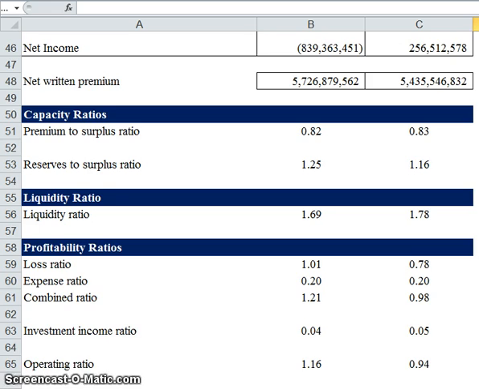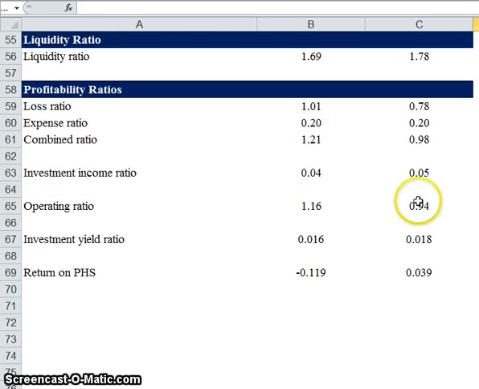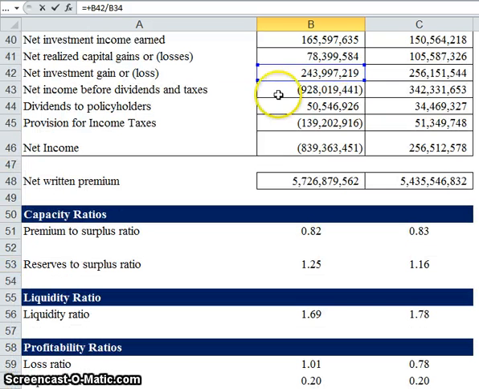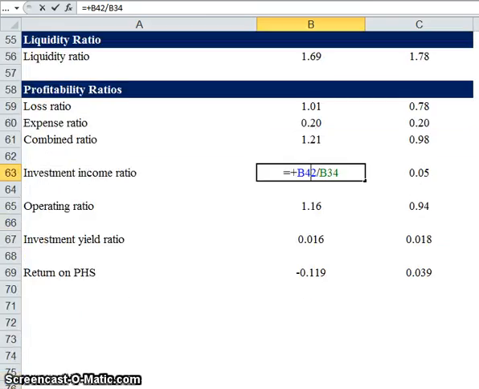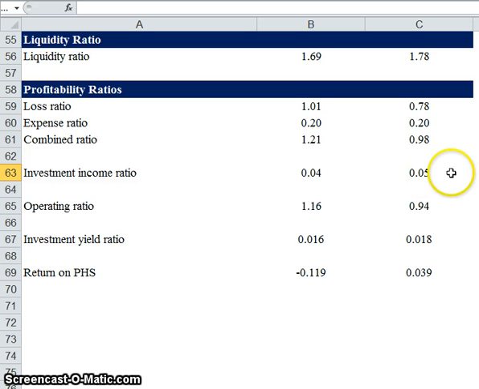Let's look at the last four ratios. The investment income ratio, as you'll recall, is a function of the company's investment gains and its premiums. So let's go look. We have B42 by B34. So we're looking at our investment gains divided by the premium earned. Barnley has a respectable 0.04 ratio in the current year, just a little bit lower than its 0.05 result in the previous year.